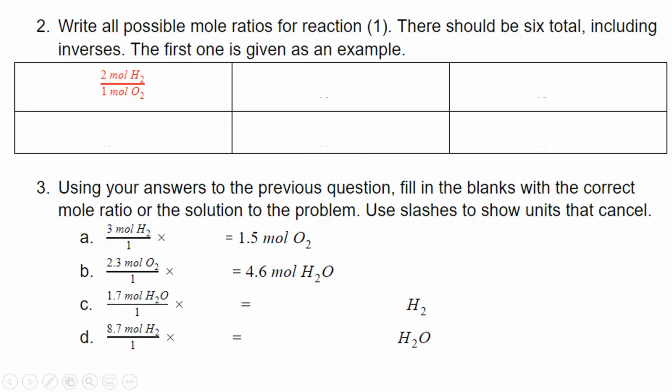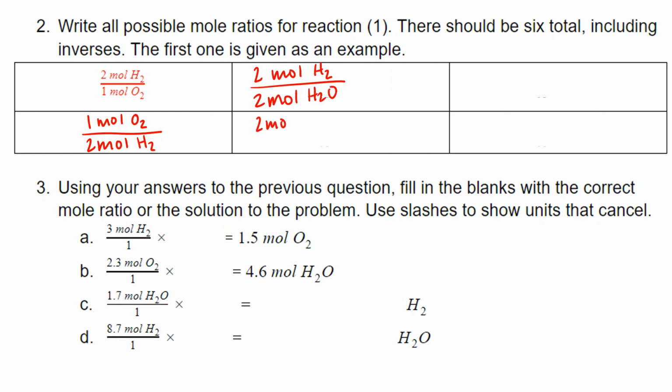So we want to write some examples here of mole ratios from that equation. So I can take this first mole ratio and just flip it around. And that gives me another mole ratio that I can use. We also know that for every 2 moles of H2, there's going to be 2 moles of H2O. So we can write that and flip it to get some more mole ratios here.